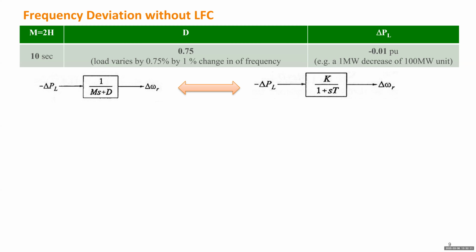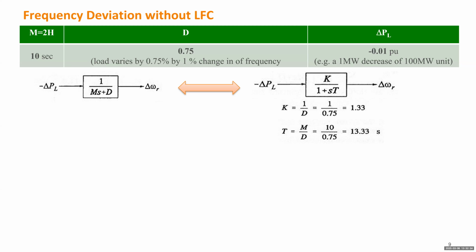If we translate this into the standard first order system with a K and a T, we can calculate that K will be 1 over D, which is 1.33. T will be M divided by D, which is 13.33 seconds. So the time constant is about 13 seconds.